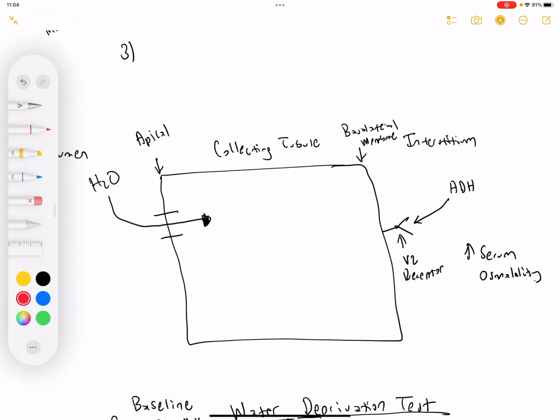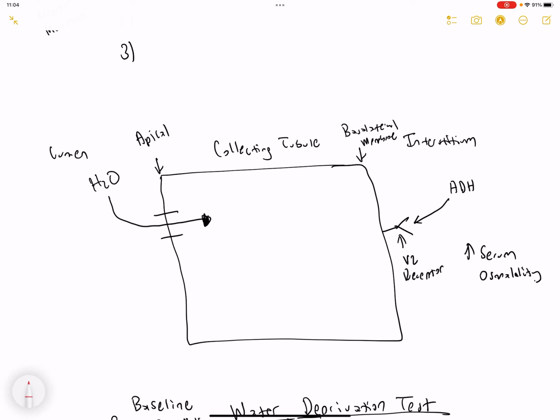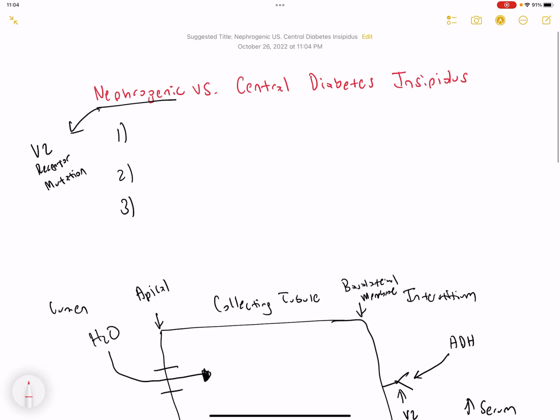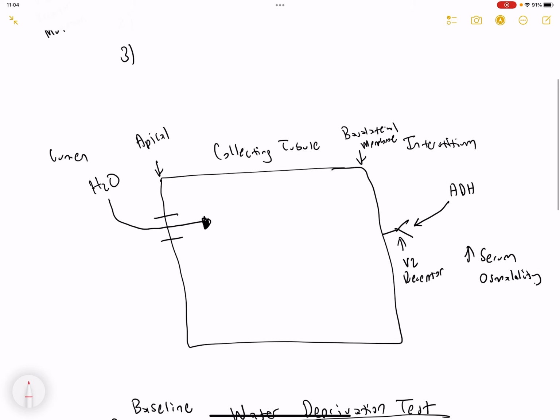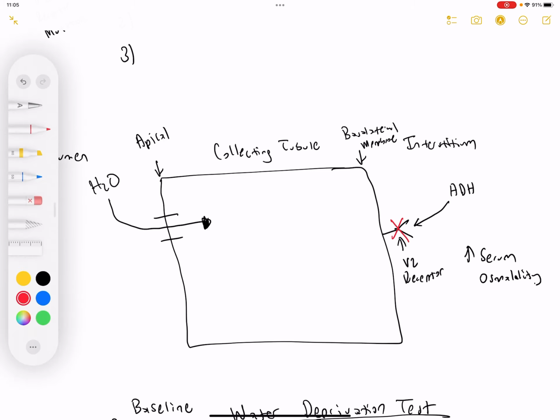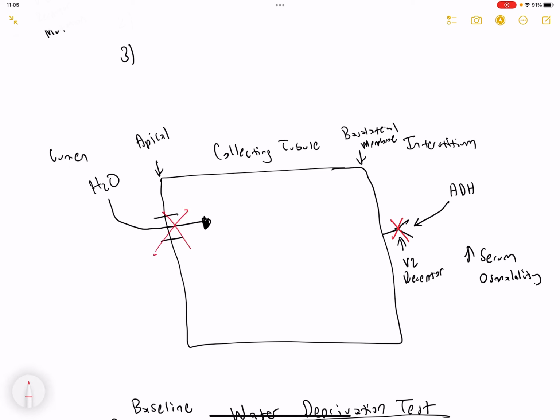As we said, nephrogenic diabetes insipidus is a problem in the kidney, so nephrogenic for kidney, where there is a mutation in the V2 receptor. As a result, antidiuretic hormone is not going to be able to bind to the V2 receptor to put aquaporins on the surface of the apical membrane, and then as a result we're not going to be able to reabsorb water, so water is going to be lost in the urine.